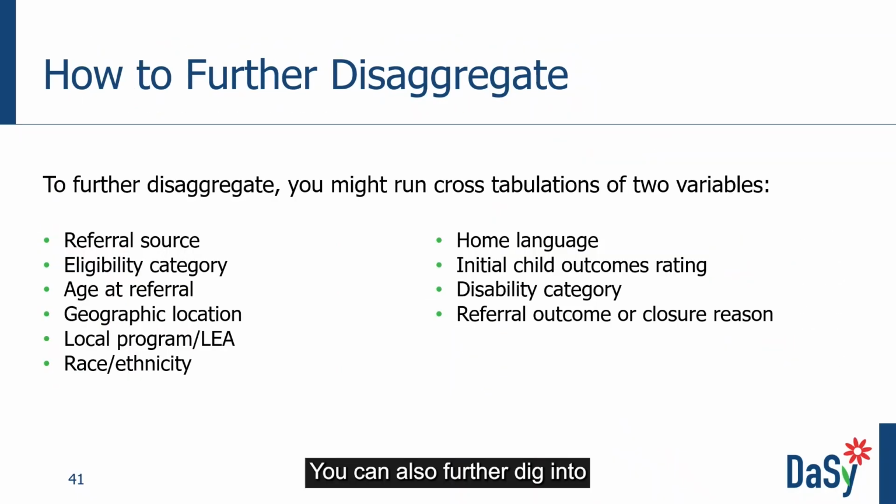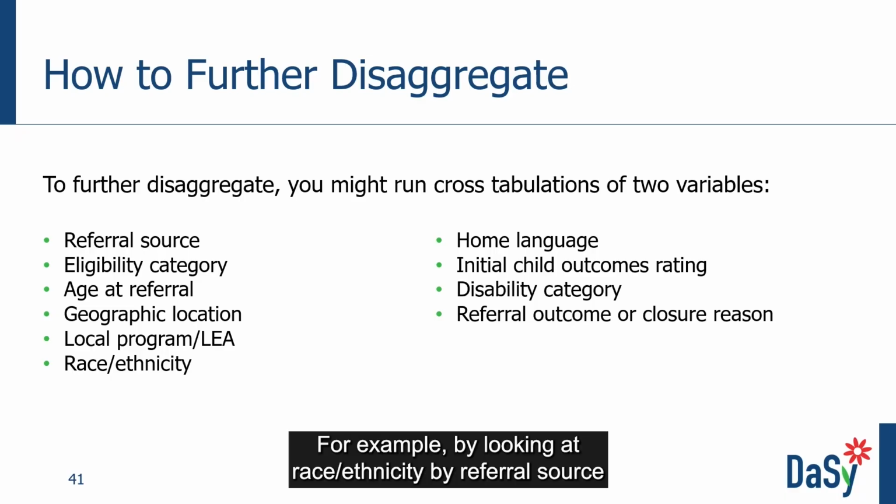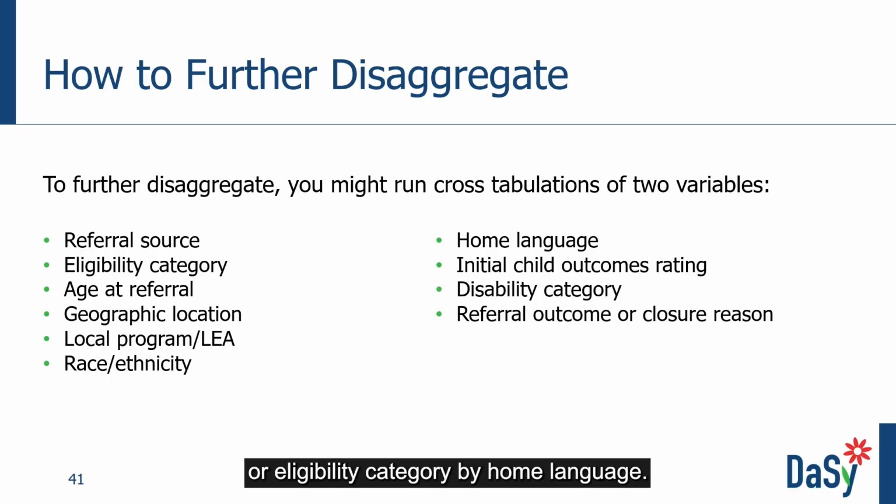You can also further dig into and disaggregate your data by running cross-tabulations of two variables, for example, by looking at race ethnicity by referral source or eligibility category by home language. You could do this at the state level or at the local program or LEA level. Let's look at an example.